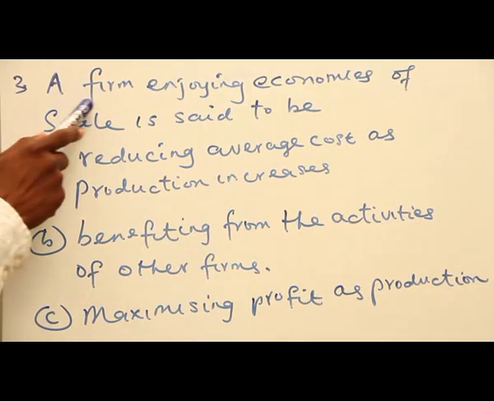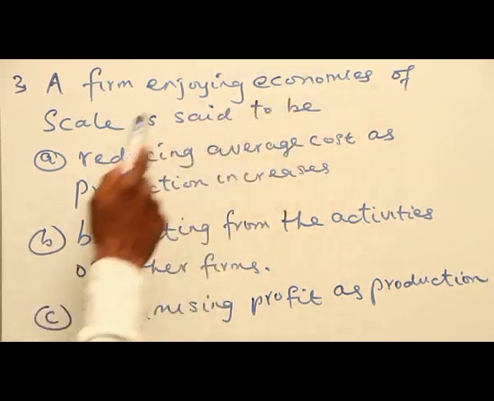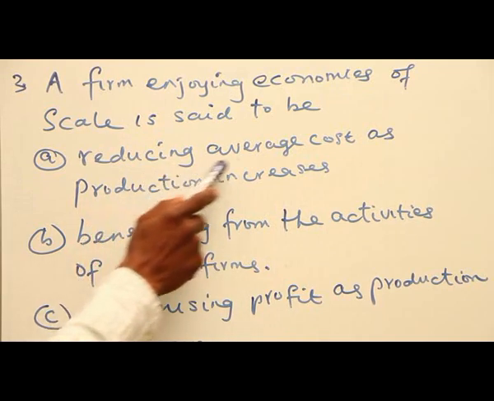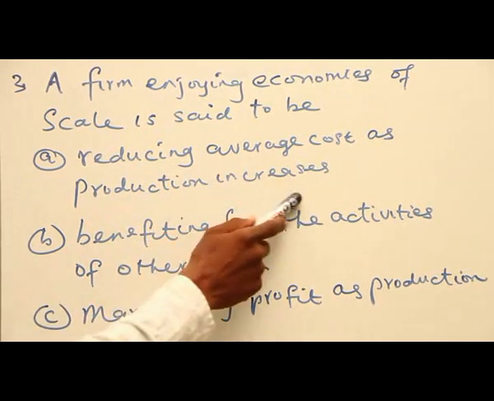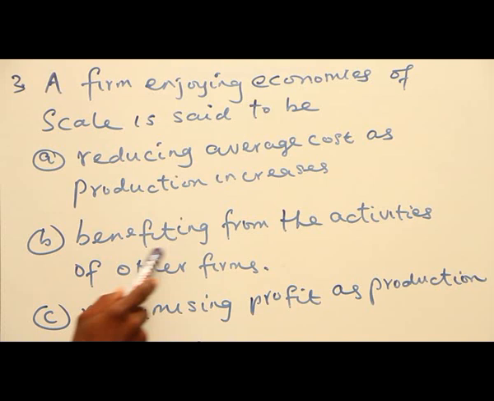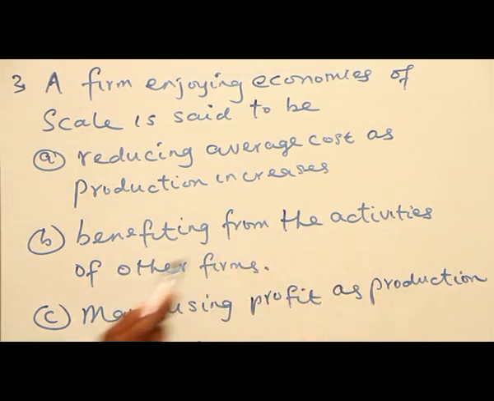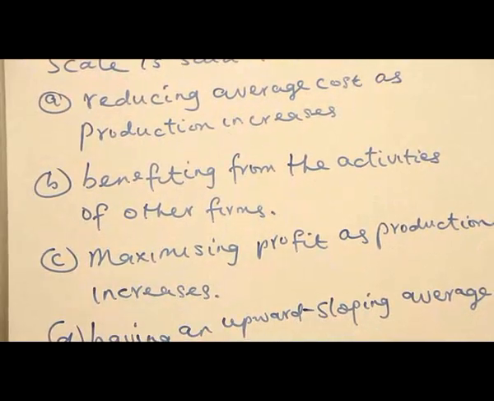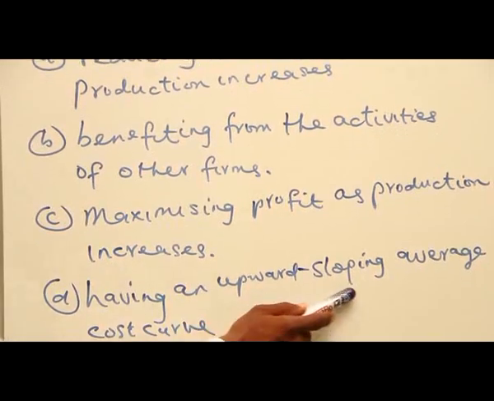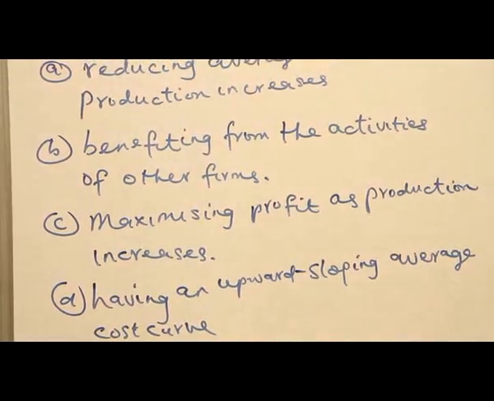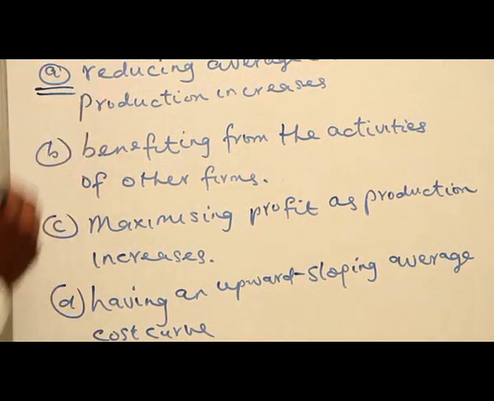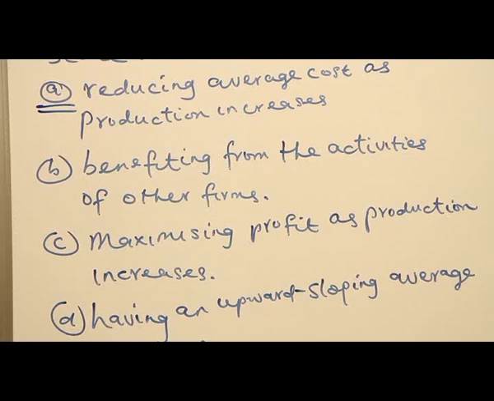Question 3. A firm enjoying economies of scale is said to be A, reducing average cost as production increases; B, benefiting from the activities of other firms; C, maximizing profit as production increases; D, having an upward sloping average cost curve. The right answer is A, reducing average cost as production increases.